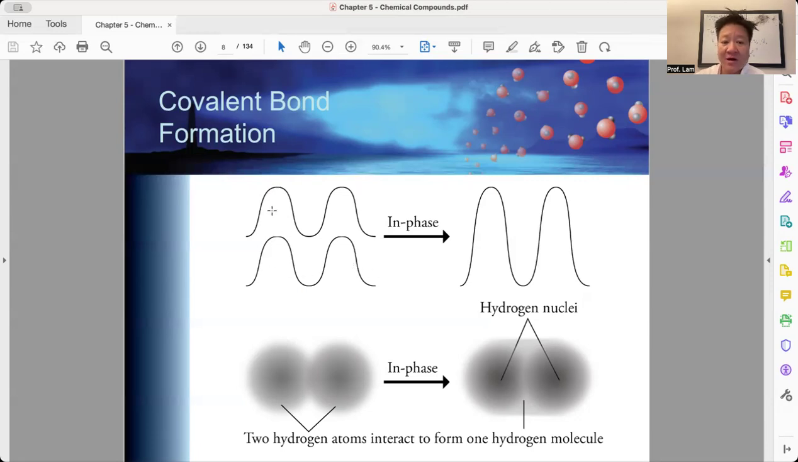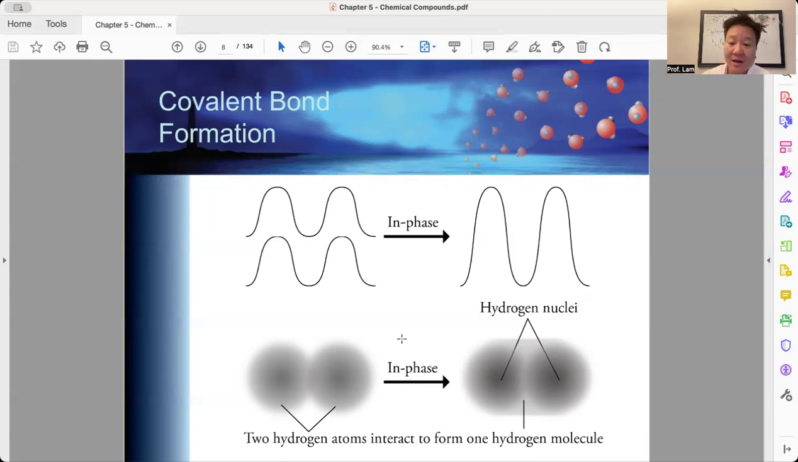So if you have two atoms coming together and their electron clouds meet in phase, meaning a crest meeting a crest and a trough meeting a trough, this in phase is very conducive to bonding. You don't have to worry about it. Quantum mechanics is really beyond the scope of this class, but that's actually where it comes from. So you should know that it's the in phase interference of two electron waves.